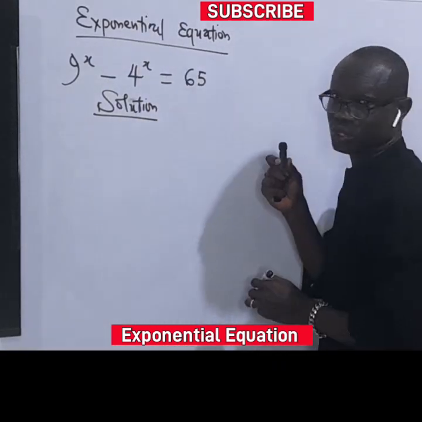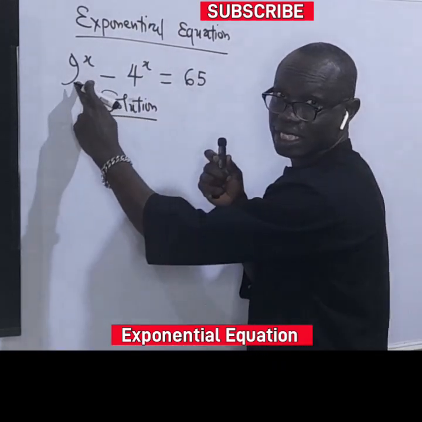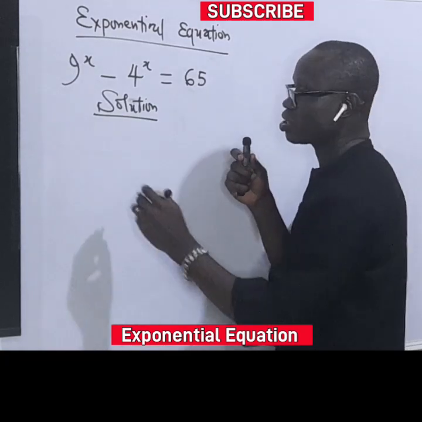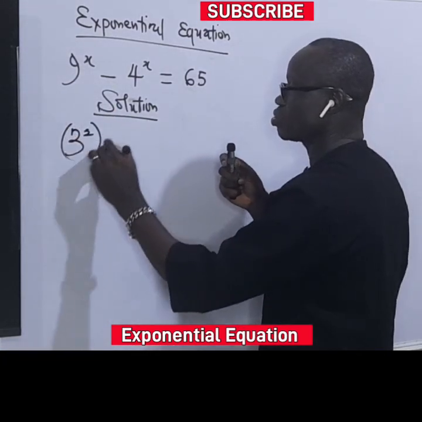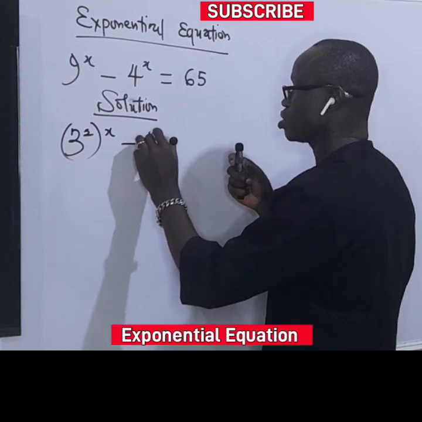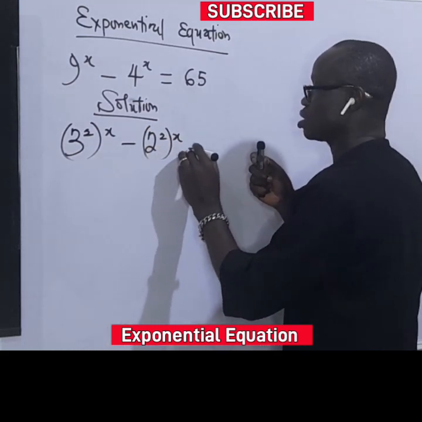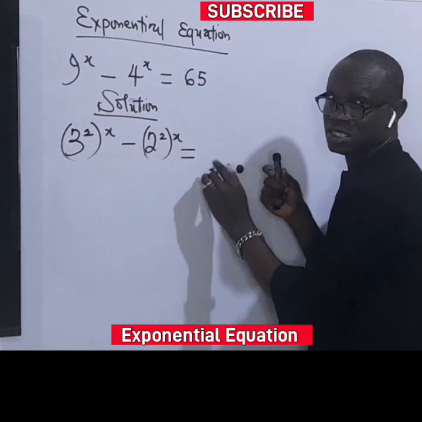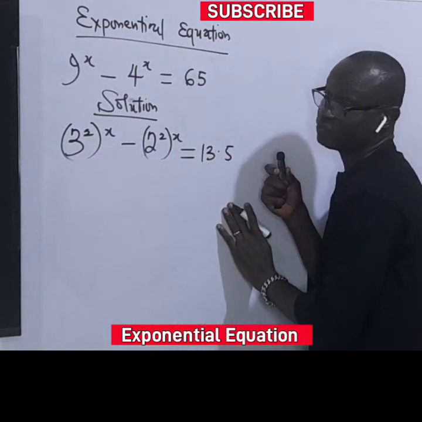I have an exponential equation here. Now, let's move. 4, 9, and 64 are perfect numbers. So this can be written as 3 raised to the power of s all squared minus 2 raised to the power of s all squared is equal to 65. Now, 65 can be written as 13 times 5.